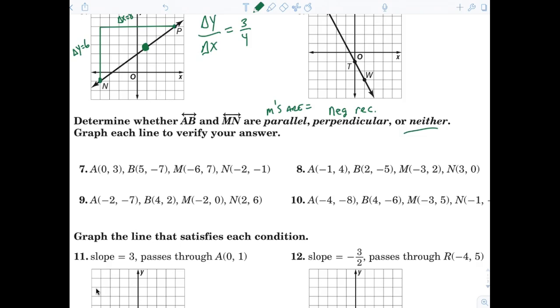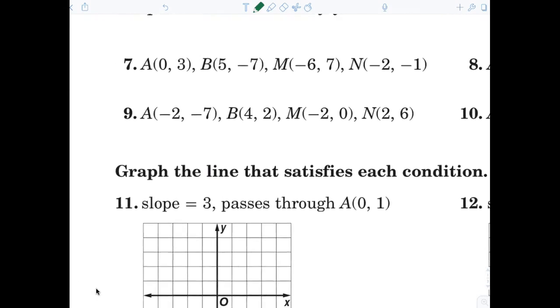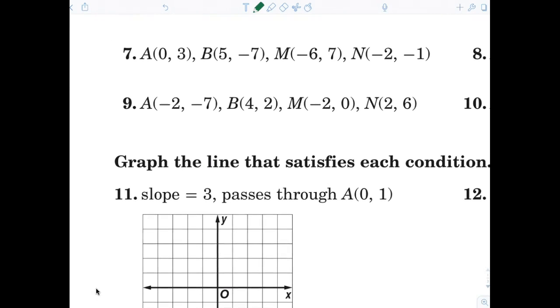All right? So let's take a quick look at 7 real quick. And again, I'm really expecting you to be able to do the mental math pretty well here. So, m is equal to. Now, for me, I would prefer that you write the notation a little better. So we're going to say the slope of AB is equal to 10 over negative 5, which is negative 2.